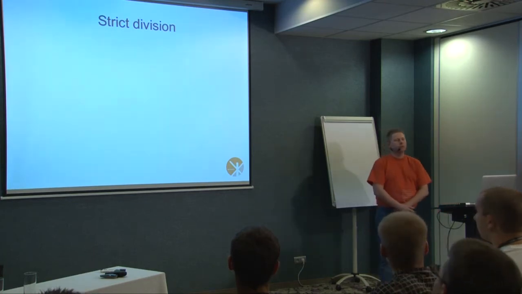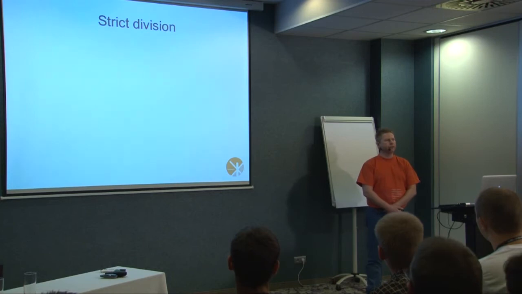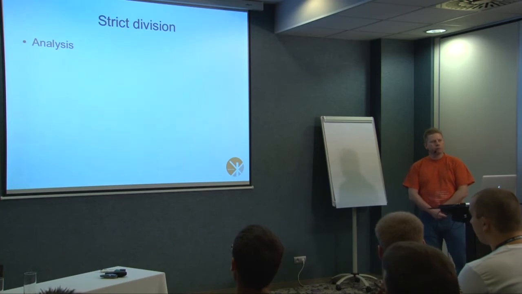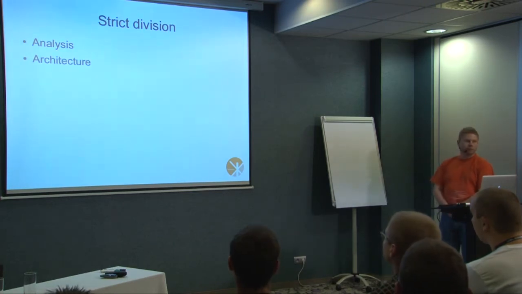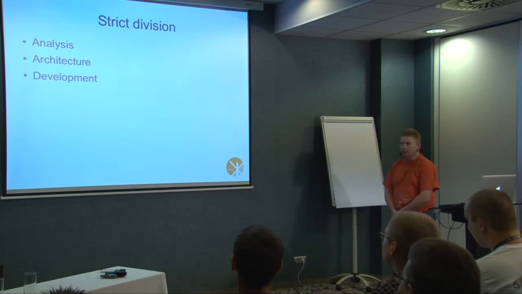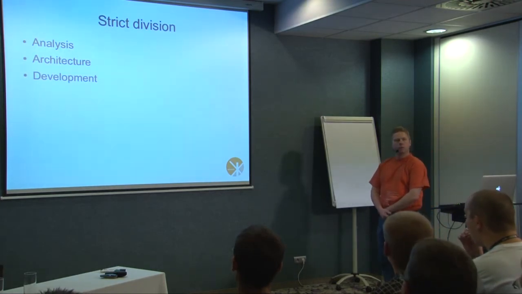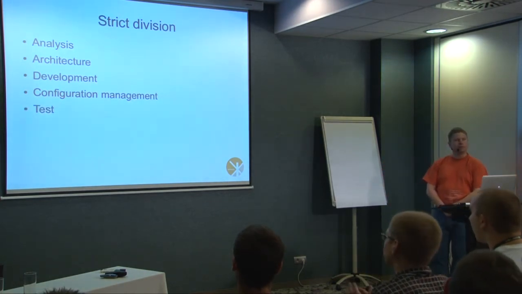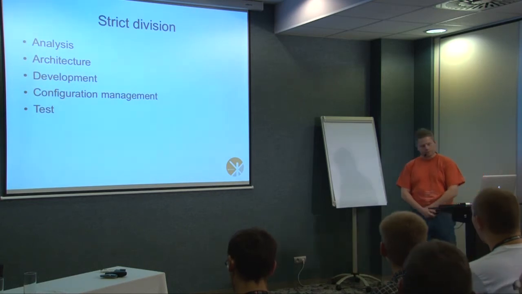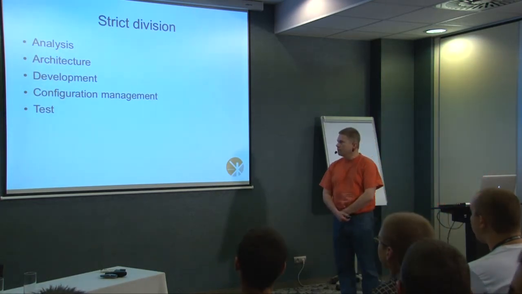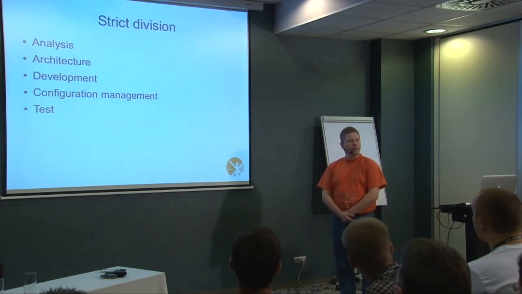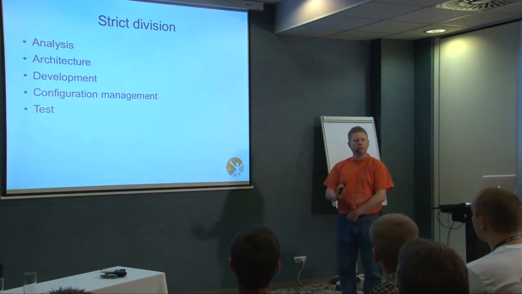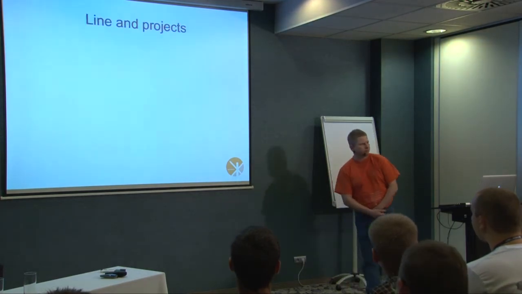So, strict division. If you're working in an organization, make sure that you divide everything very, very strictly. Make sure that there are some people who do the analysis of the problem, some other people who don't speak to the first guys, doing the architecture. Development should be done by another department. Configuration management, of course, yet another department. And testing within another department. And especially if you're co-located, say that you're sitting on one floor in one office, so everyone can talk to each other, but make sure that they don't. That's very important.